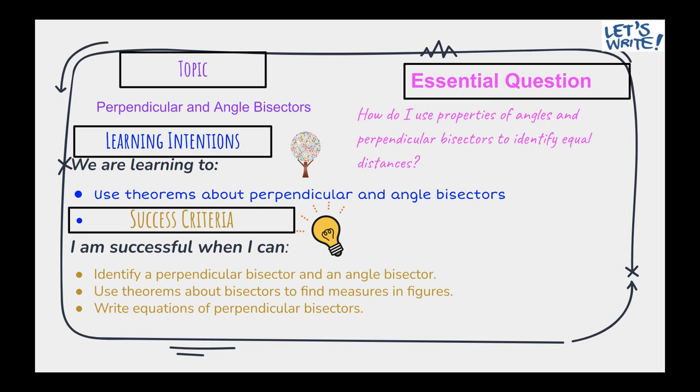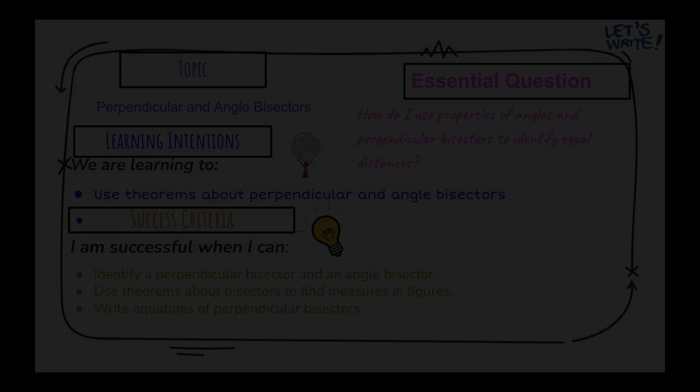All right, so this is what our focus is for this lesson. There's three main chunks that we're going to look at, which is for you to be able to identify a perpendicular bisector and an angle bisector, use theorems about bisectors to find measures and figures, and then finally write equations of perpendicular bisectors. For this unit here, we're going to look at how do I use properties of angles and perpendicular bisectors to identify equal distances.